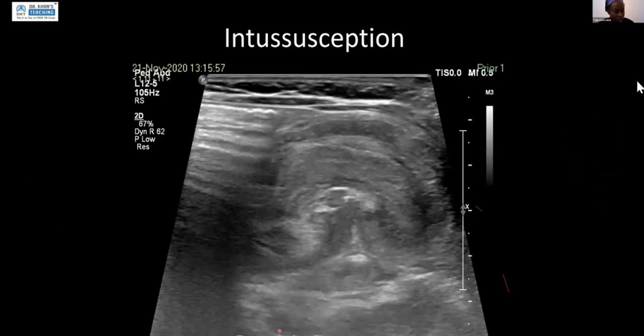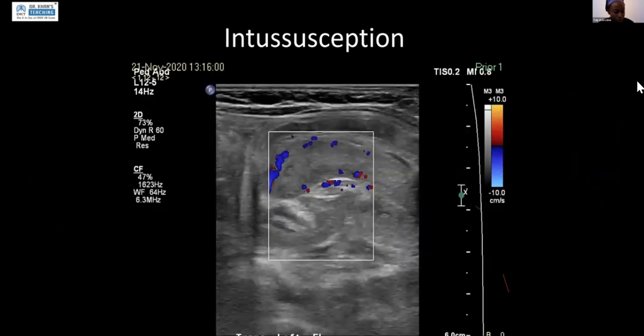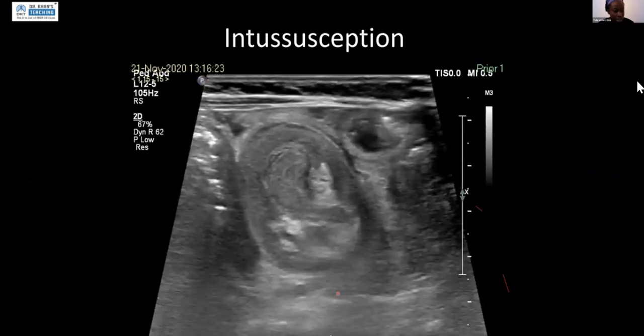So this is just another picture to show you an intussusception. And then this is another picture as well. And here we can see it nicely shown. You can see the intussusception with the alternating layers.